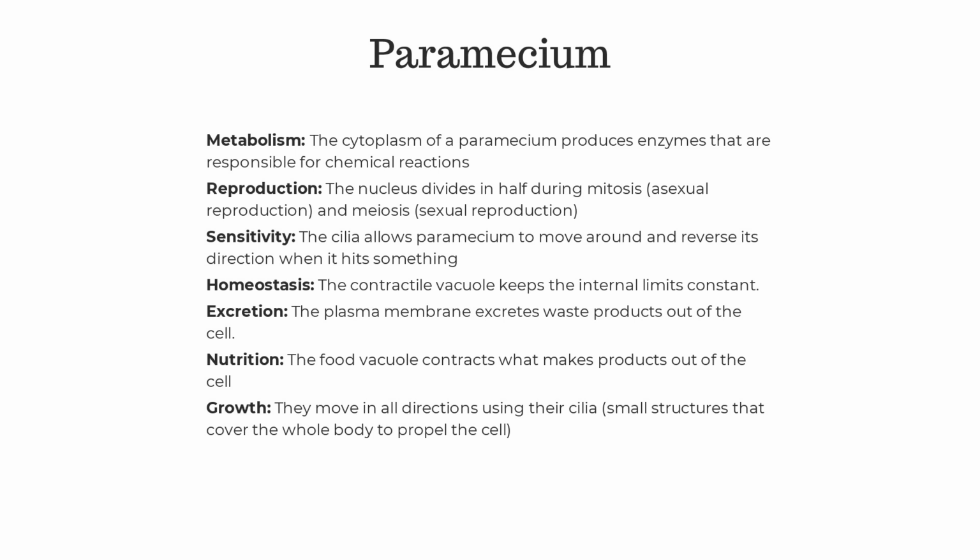correlating to homeostasis. The plasma membrane excretes waste products out of the cell, and the food vacuole contracts, which makes products out of the cell. Lastly, they move in all directions using the cilia, small structures that cover the whole body and propel the cell.